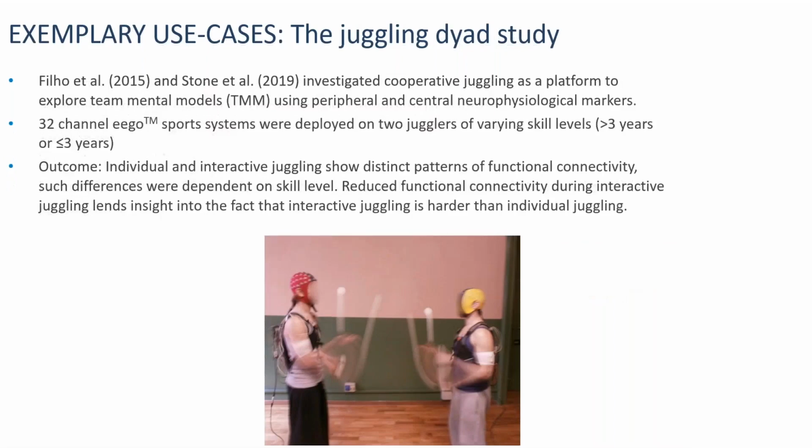The second use case that we want to highlight is the Filio and David Stone paper, which investigated cooperative juggling.